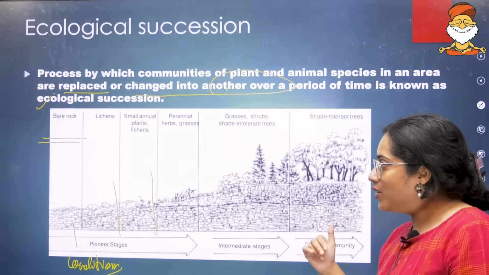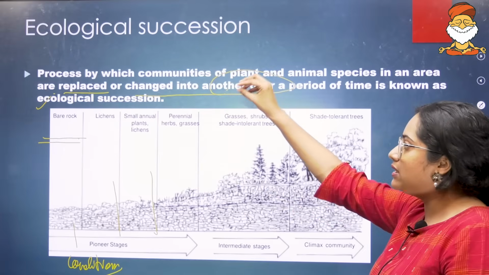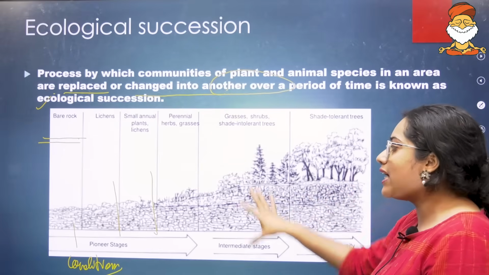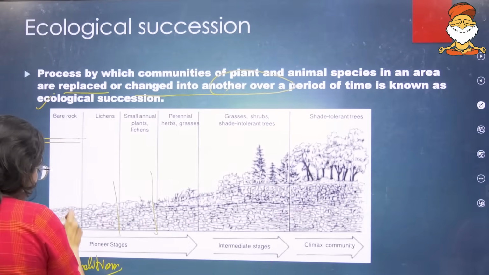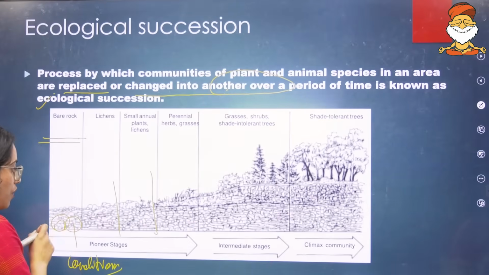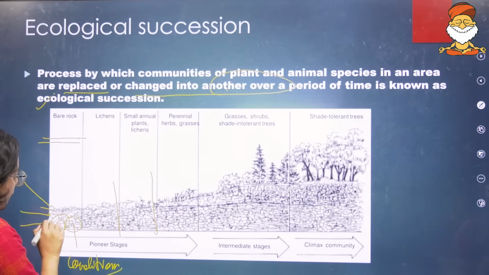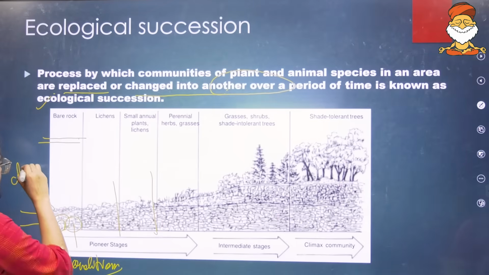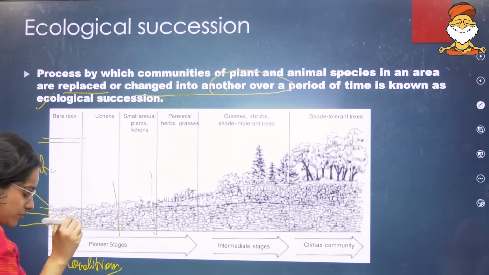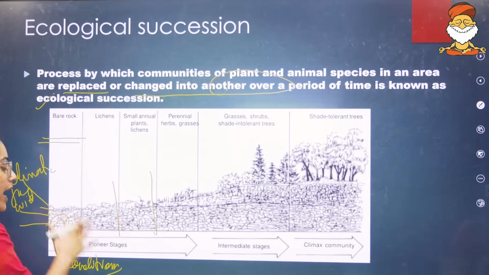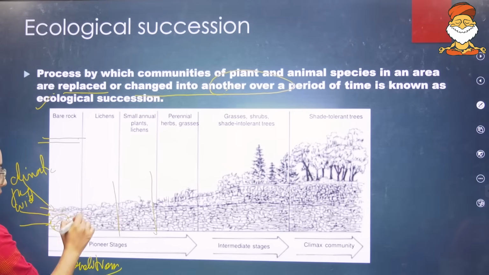Anyway, coming to this one, you will see that there is bare rock, there are lichens, small annual plants. What exactly is happening here? Initially you had rock, and this rock slowly starts getting affected by some climatic conditions. It can be wind, whatsoever. It acts on these rocks. From there, the breakdowns happen.